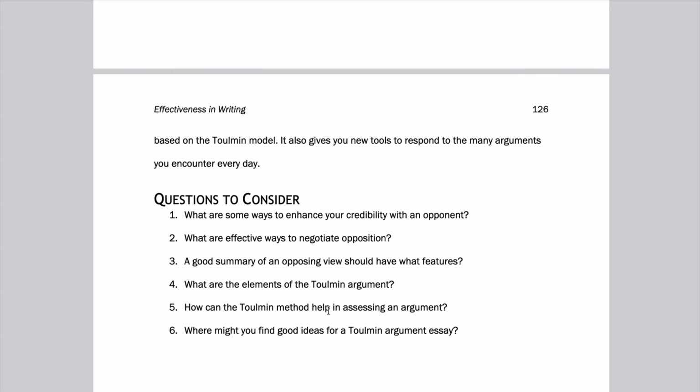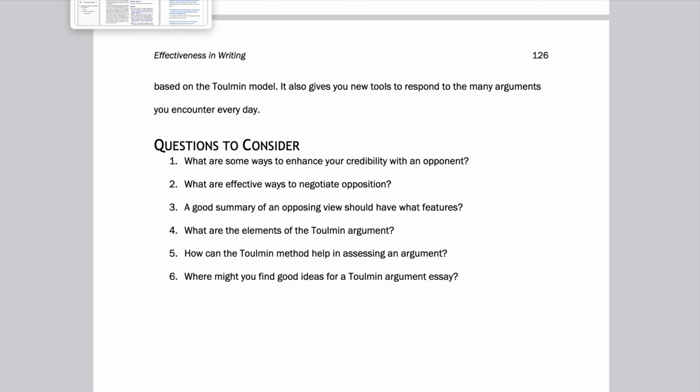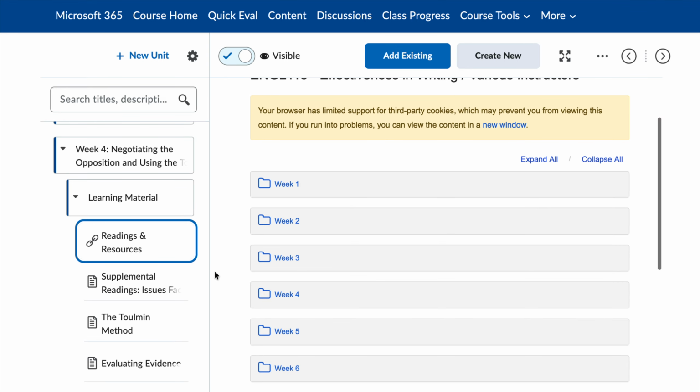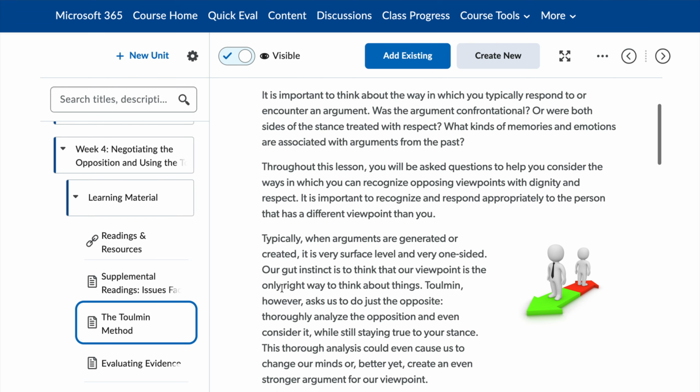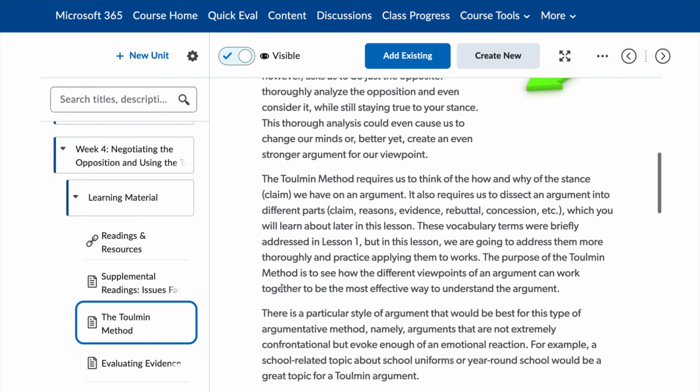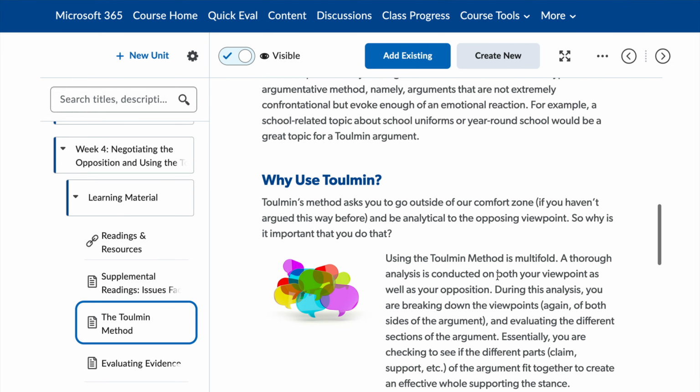Okay? So let's move back to the lesson this week. That was a really brief overview, I know, but it's very important that you read through the Toulmin argument, because there's a lot within the argument that you need to include in your assignment next week.